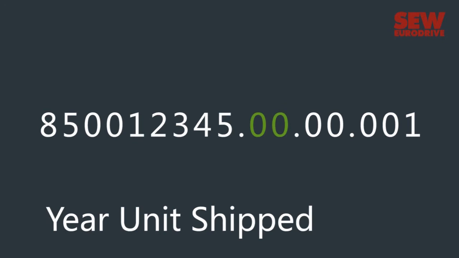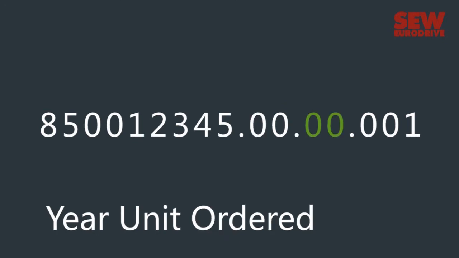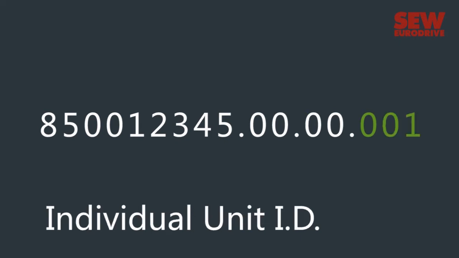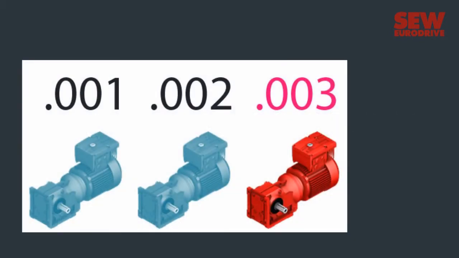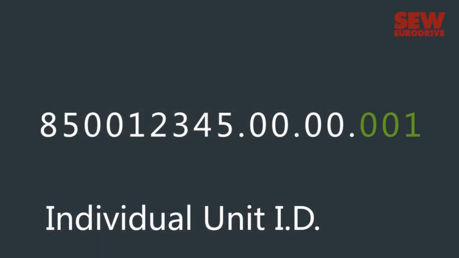Therefore, the next pairs of double digits were key in differentiating SO numbers. The first pair of digits identifies the year the product was shipped. The second pair of digits identifies the year the product was ordered. The final 3 digits identify which unit this is in a multi-piece order. For example, if the final 3 digits were .003, this would indicate that this unit was the third identical unit out of the order, but they don't signify how many identical units were on the order.